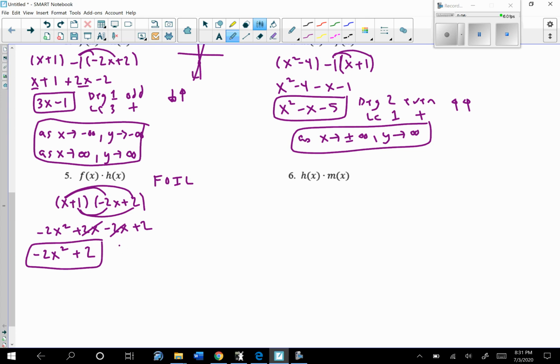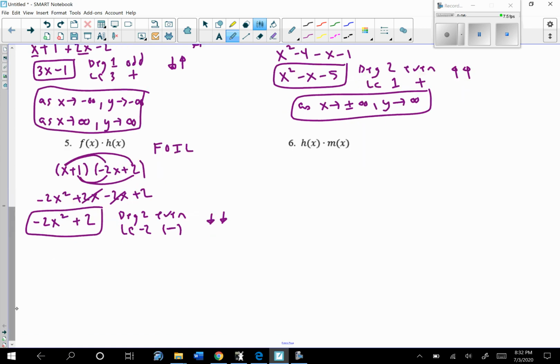And so for this one, the degree is 2, which is even, and the leading coefficient now is negative 2, which is negative. So that means that both ends would go down, because this would be a quadratic function opening down. So as x approaches plus or minus infinity, your y values go towards negative infinity.